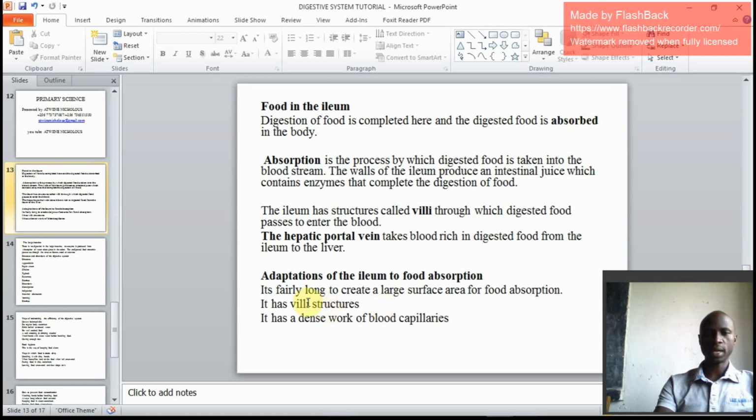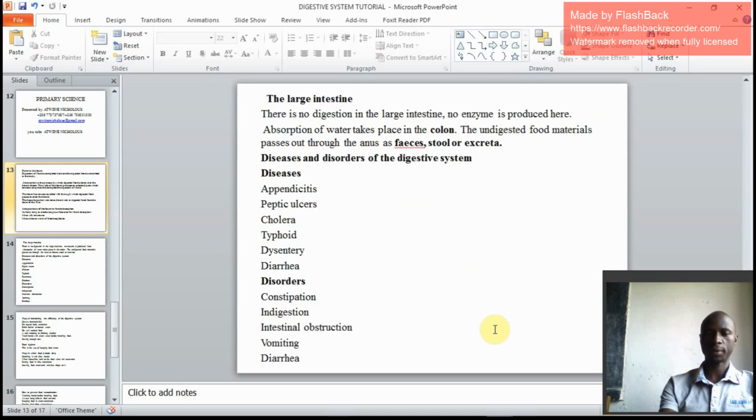Then it has villi structures. We have seen those as finger-like structures that help in absorption of digested food. They have a dense network of blood capillaries, meaning blood capillaries supply enough blood for the action to occur.